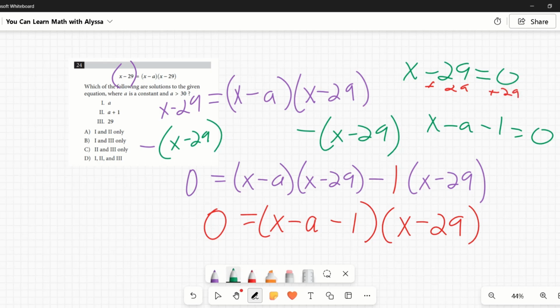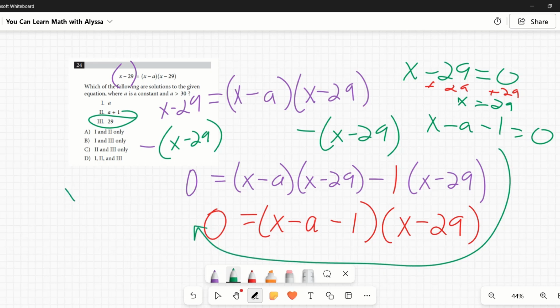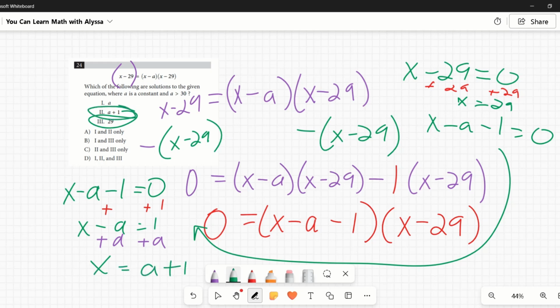If we add 29 to both sides, we get x is equal to 29. So 29 is one of the zeros. That would be 3. And then this one, x minus a minus 1 equals 0. You can solve for x, and I'm going to bring this all over here. x minus a minus 1 equals 0. To solve for x, I'm going to add 1 to both sides, and you get x minus a equals 1. And then we add a to both sides, and you get x equals a plus 1. And so 2 and 3 are the answers.